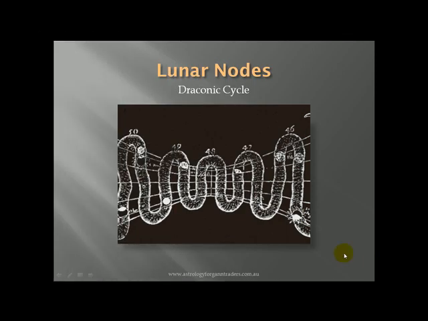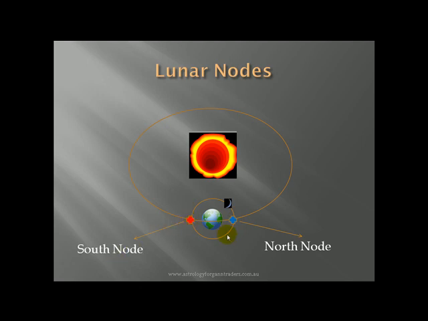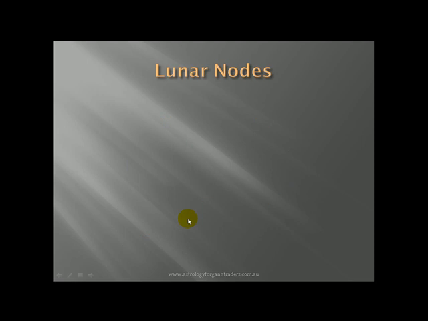Now we've reached the lunar nodes, which is my favourite topic, also known as the draconic cycle. So what are the lunar nodes? Here we have the sun, the earth travelling around the sun, and the moon's orbit around the earth. So we have 2 points where these two lines intersect. This point here is known as the north node because the moon's actually going north in latitude at that point, and here is the south node where it's going to its southern latitude. So that's, sorry, I should go back to that.